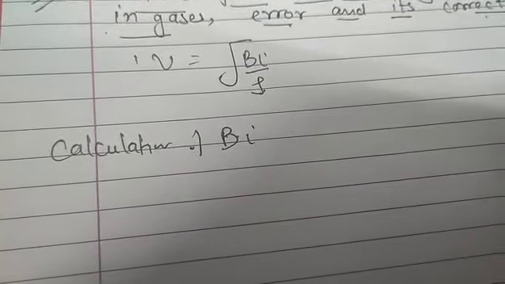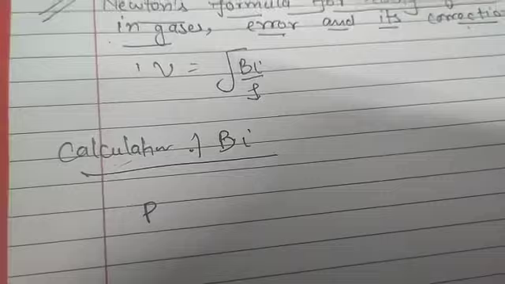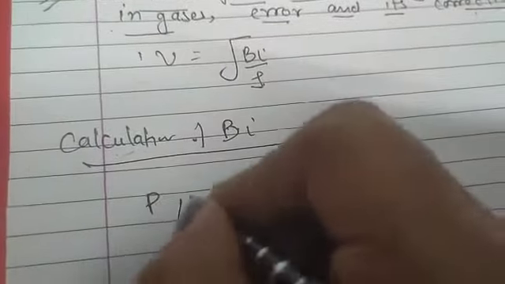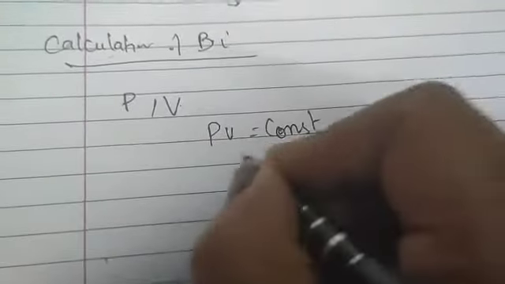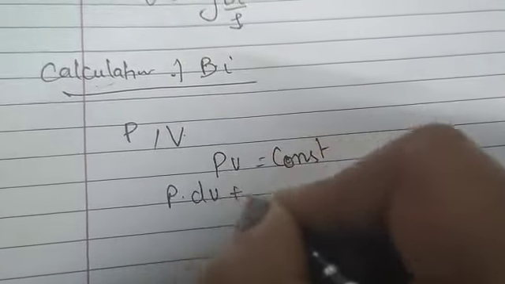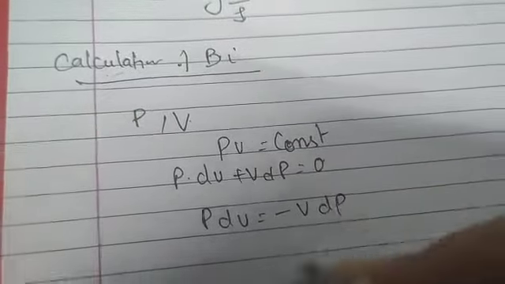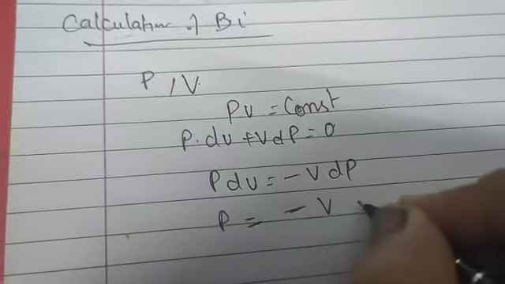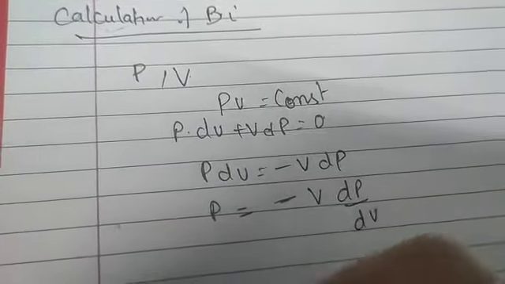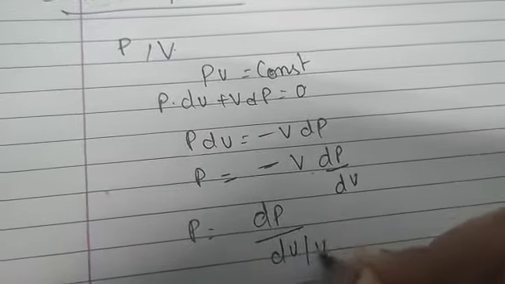Now let us consider a certain mass of a gas, and let P be the initial pressure of the gas, and V the volume. For an isothermal process, PV is equal to constant. Differentiating both sides, we get PdV plus VdP is equal to 0, or PdV is equal to minus VdP. So P is equal to minus V dP by dV, that is, P is equal to minus dP divided by dV by V.